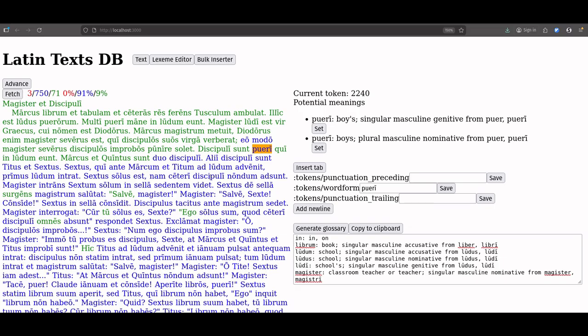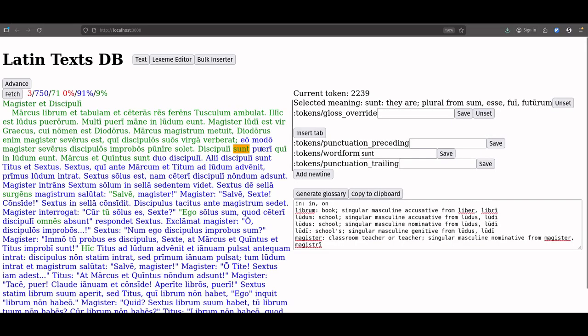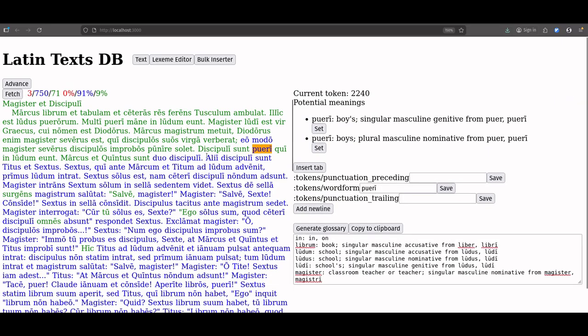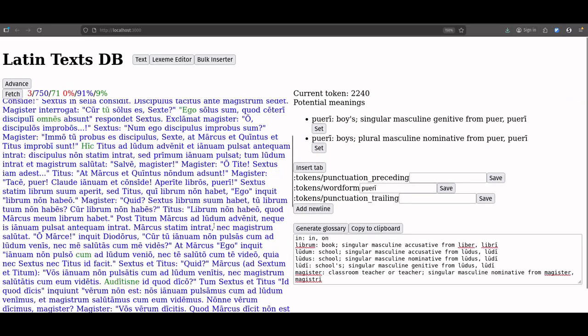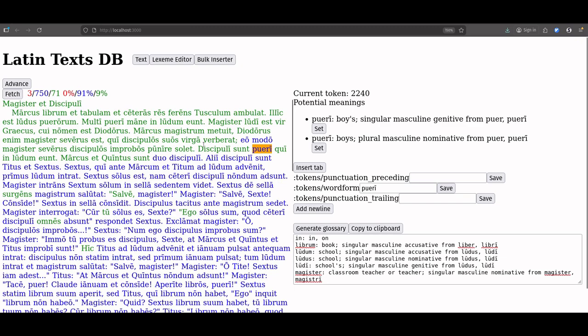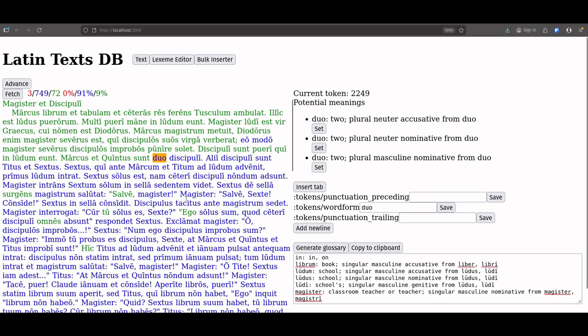So instead, the idea of this tool is, well, what if we can just go ahead and say, in this particular sentence, for this particular token here, this word, not all the other instances of pueri, I can go ahead and say that this means boys. Discipulis sunt pueri, plural masculine nominative. Boom. And it pops me to the next one here.